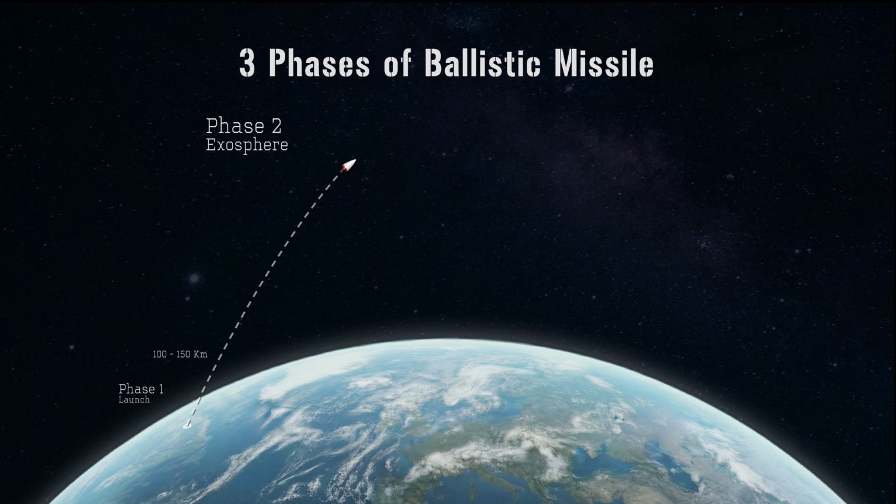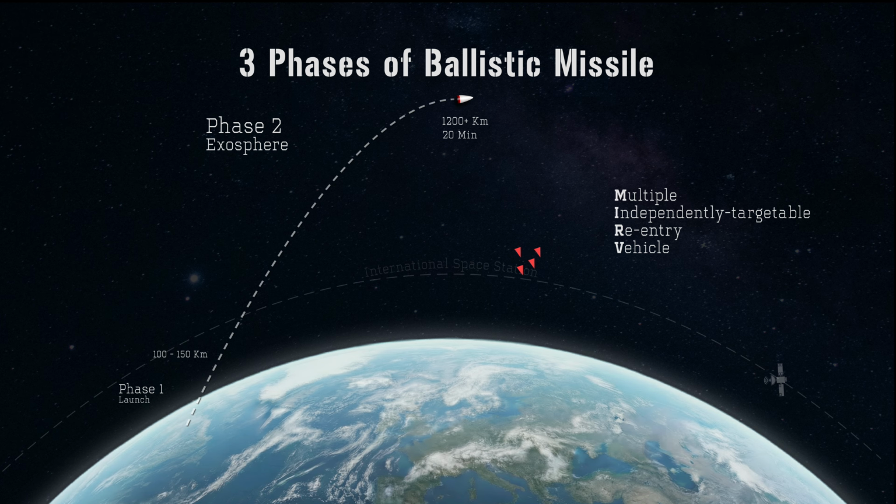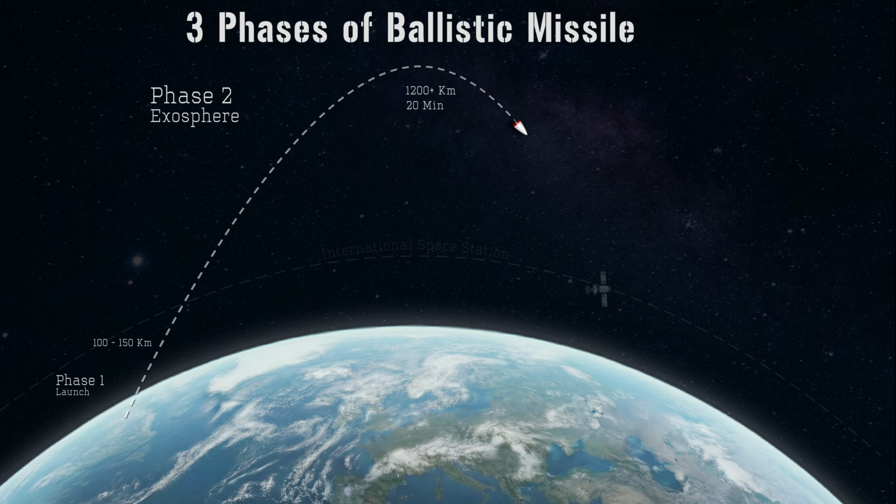In the second phase, the missile enters the exoatmosphere. It can reach as high as 1200 kilometers or more. For reference, the International Space Station is only 400 kilometers from the Earth's surface. This is the longest phase and can last up to 20 minutes. In this phase, the ballistic missile may release multiple independently targetable re-entry vehicles or MIRVs to hit multiple targets. In MIRV-capable missiles, there is a final stage called the post-boost vehicle or the bus that guides and releases various warheads.